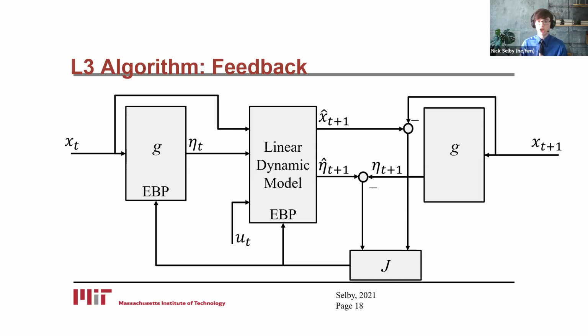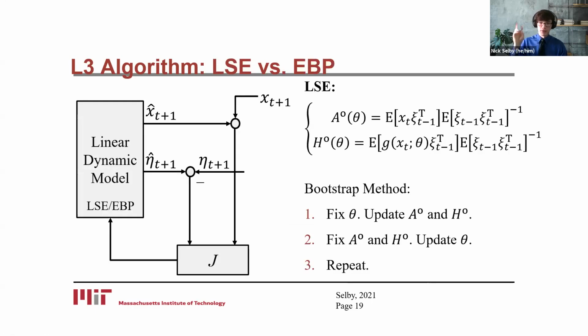And we create a dual copy of the neural network G to create a kind of quote unquote true value for eta at the next time step. Then we use a cost function J to compare the true values to those generated by the linear dynamic model. So we're comparing X hat and X at t+1 to eta hat and eta at t+1 using the cost function J. And then we're going to back propagate the error through the neural network and the linear dynamic model to update the parameters.